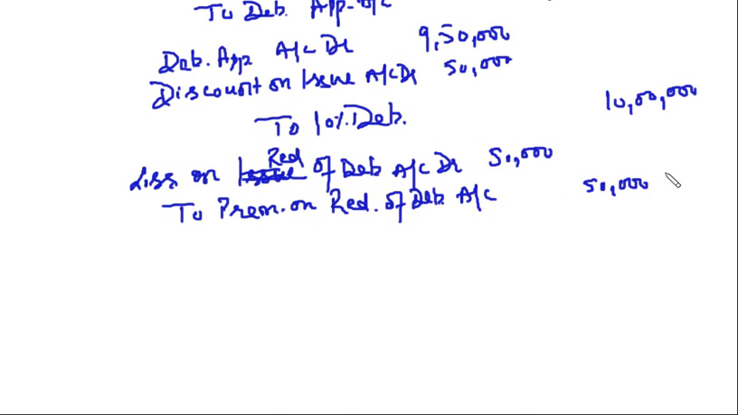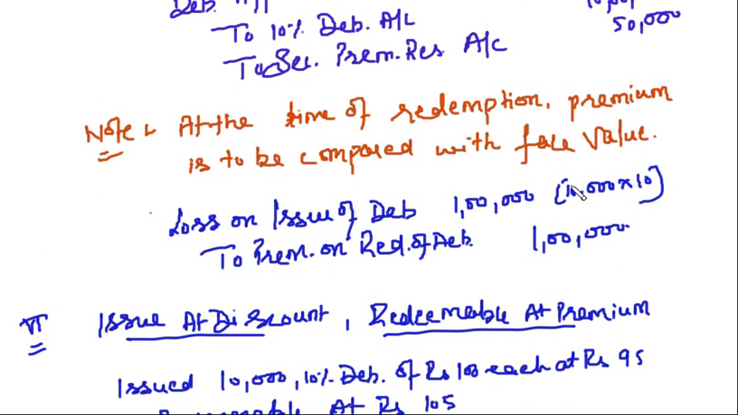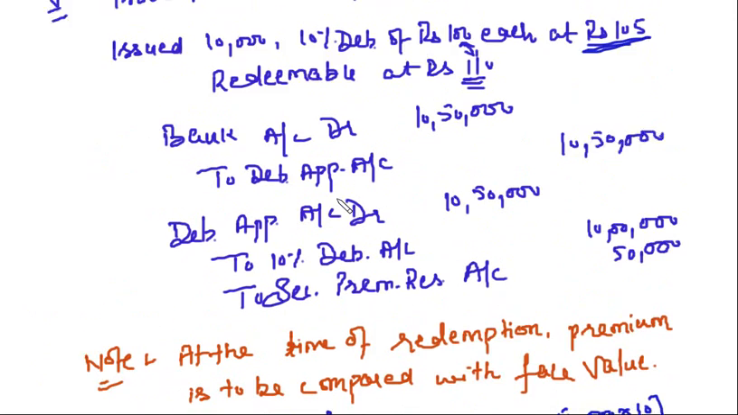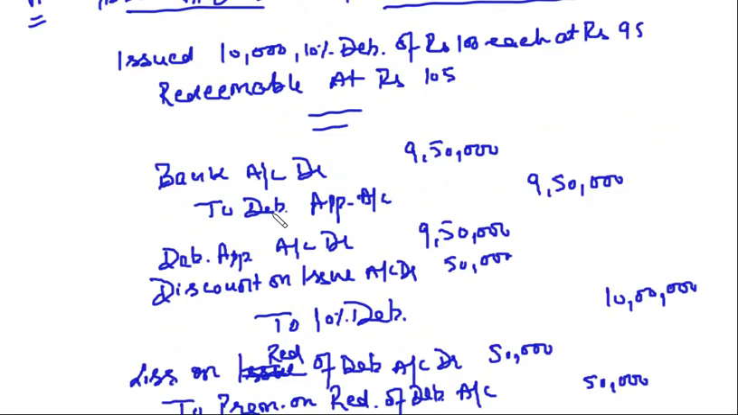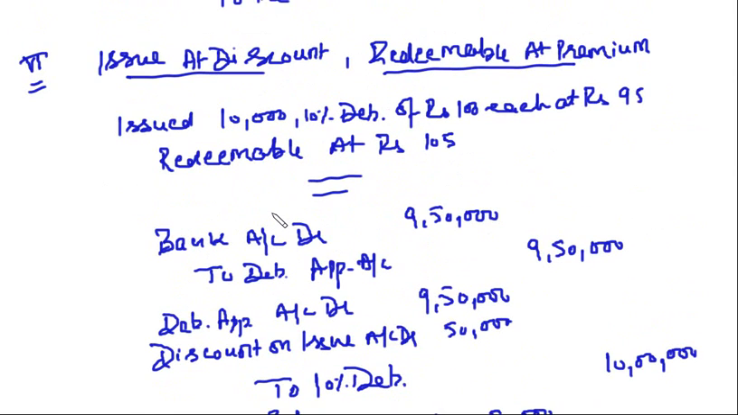Okay, I'll correct in the above entry also if I have written it wrong. Yes, loss on redemption and not issue, right? So what is the loss on redemption? It will be debited because it is an expense, and premium on redemption is a liability, so it will be credited. Clear? So these are the 6 cases of issue and redemption.